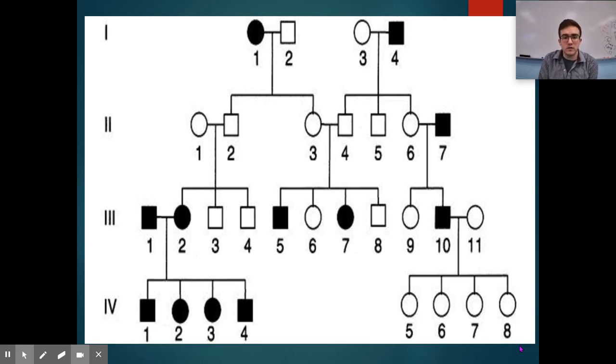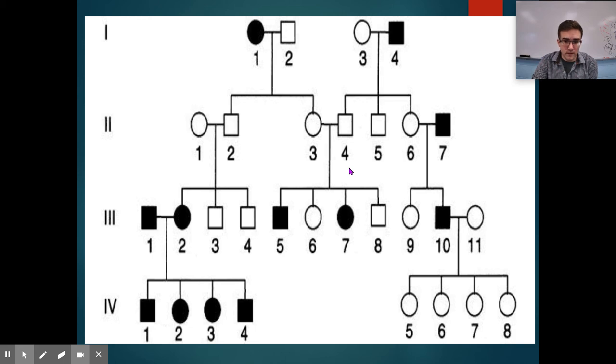This trait is actually recessive, because if we look, it does skip a generation. This couple and this couple here, none of them are affected, and this trait isn't shown in any of these offspring. Now, what about this male over here? He shows the trait, he's affected by it, but he married into the family. Because he married into the family, we don't know what his pedigree is. So here's it skipping a generation right here.